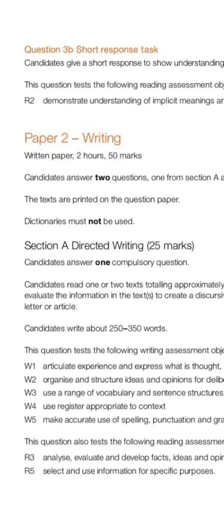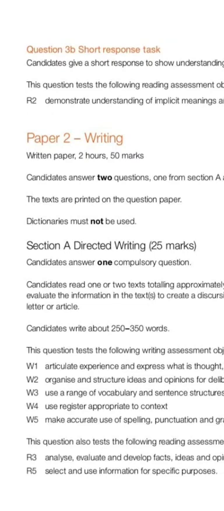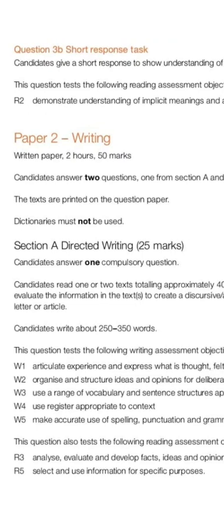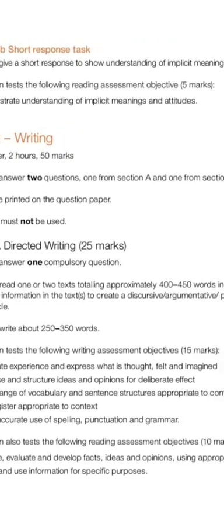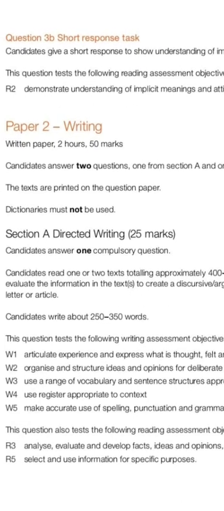After that, third point is that you have to use information given in the text. You cannot create things from your own. You have to use the words, you have to use the sentences given in the text. Now look at the assessment objectives that we have to use here. R2, reading objective number 2, demonstrate understanding of implicit meanings and attitudes.